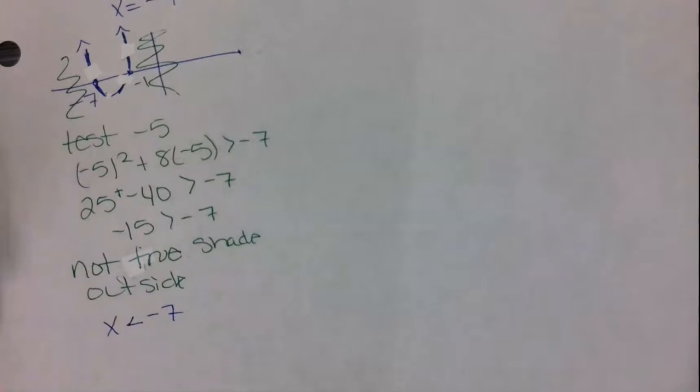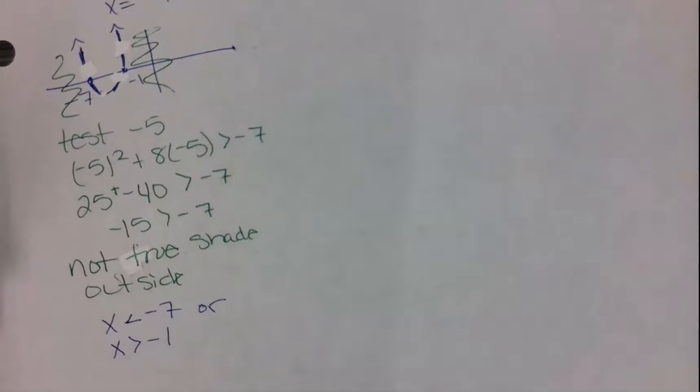But since the values are just on a number line, I want to write my answers as an inequality. So notice, I shaded to the left of negative 7. Remember, less than means left. And then I shaded to the right of negative 1. So this part is my answer.